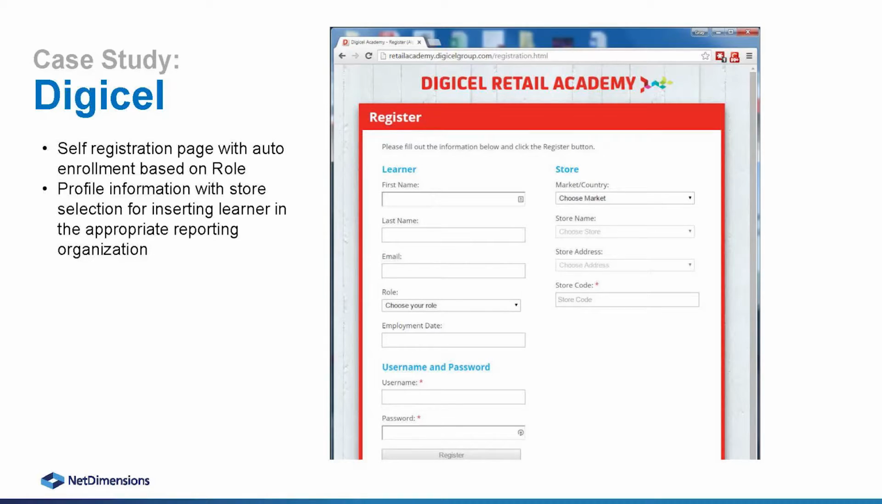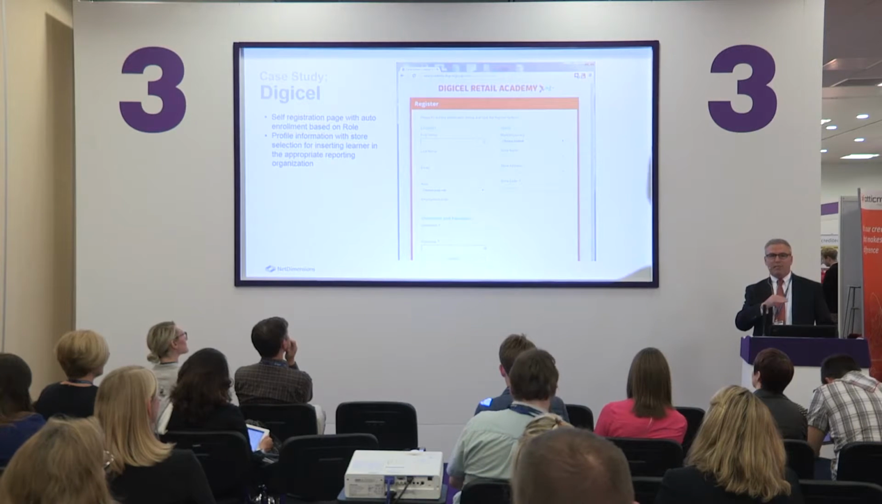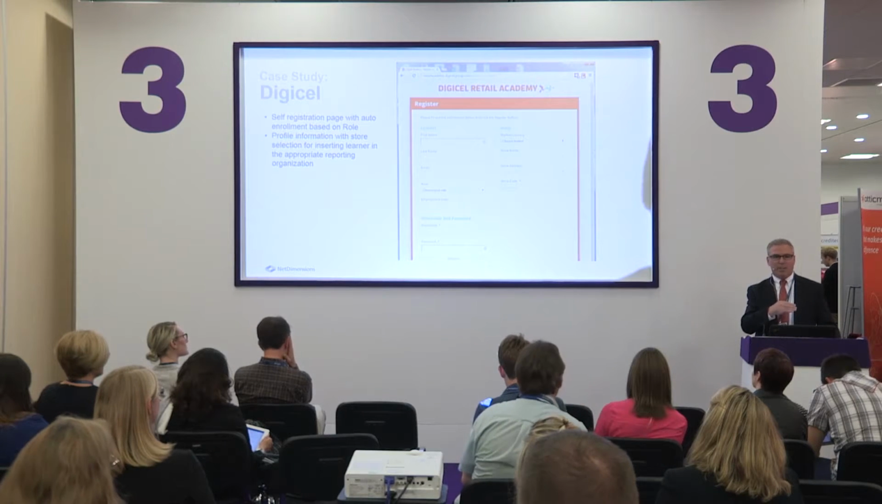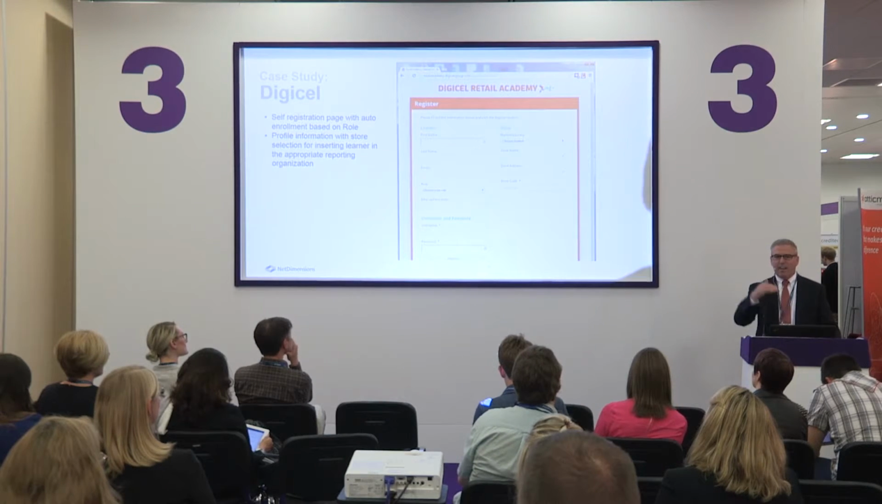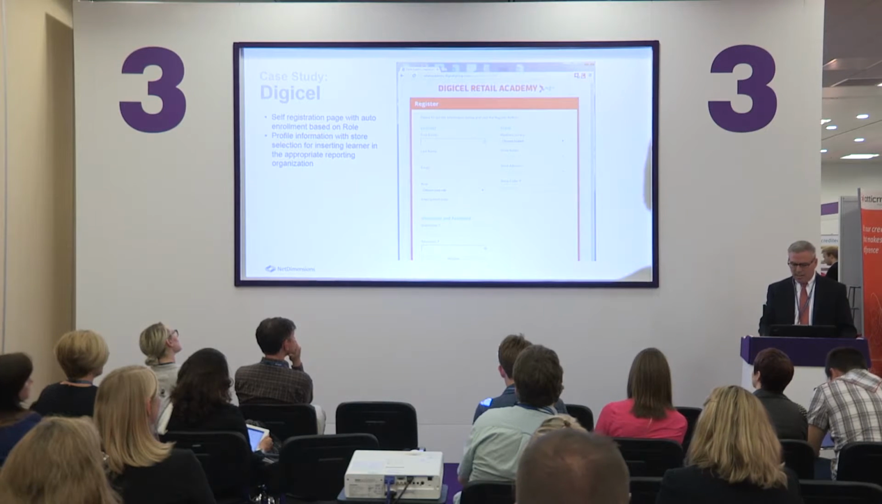And then they're presented with a conventional registration form. Only what was unique about this form was the ability to select the specific stores that they were working in. And the reason why that was valuable was so that we could register them in that department, so that the managers would have the appropriate reporting structure, right? So when the manager logs in, they see just the learners that were assigned to that store.